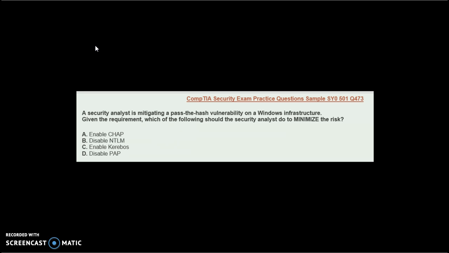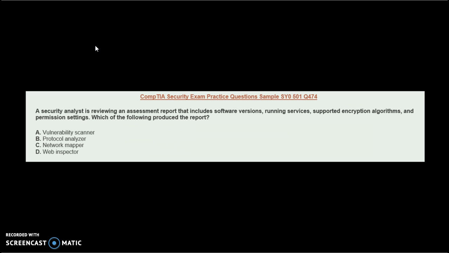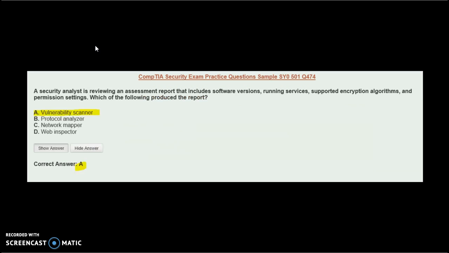The security analyst is mitigating pass the hash vulnerability on a Windows infrastructure. Given the requirement, which of the following should the security analyst do to minimize the risk? And that is disable NTLM. Security analyst is receiving an assessment report that includes software versions, running services, supported encryption algorithms, and permission settings. Which of the following produced the report? And that's a vulnerability scanner.